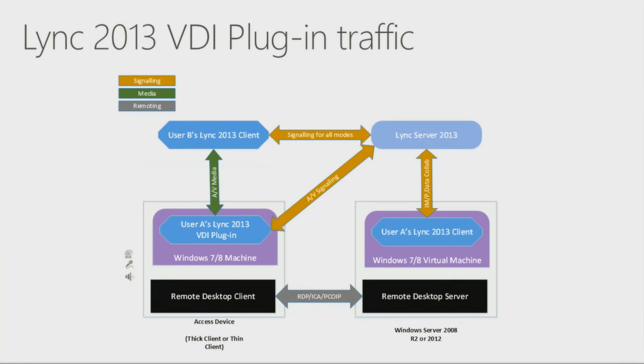So if I take a scenario here of user A and user B, so user A running on the Windows 7 or 8 virtual machine with their Lync plugin on their local access device, they've plugged into that their USB headphone, they've plugged into their webcam. You've got user B working on perhaps a standard Windows 7, Windows 8 machine. So when we have that media call between user A and user B, that media is now running from the local machine to the user B machine. It's not going up to the data center. It's not being processed by the VDI backend. So that's really key to understand.